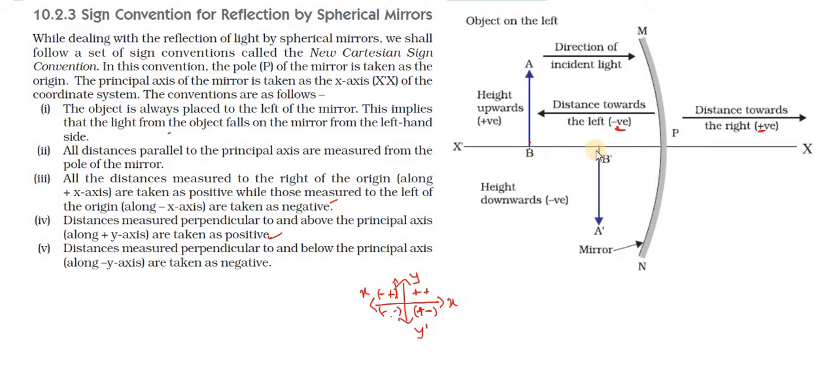Above the principal axis, this is the principal axis, so above is positive, height upwards is positive, height downwards is negative. Next, the distance measured perpendicular to the principal axis below it is taken as negative. Just now I explained this. Based on this, we need to do the problems. Just look into these sign conventions, it is very easy also. It is almost like a coordinate system.